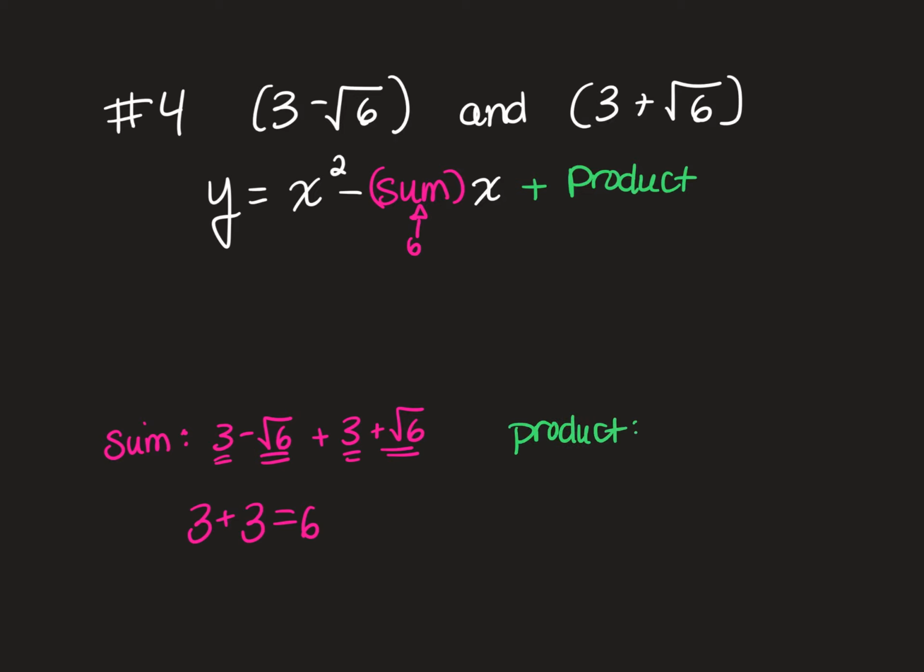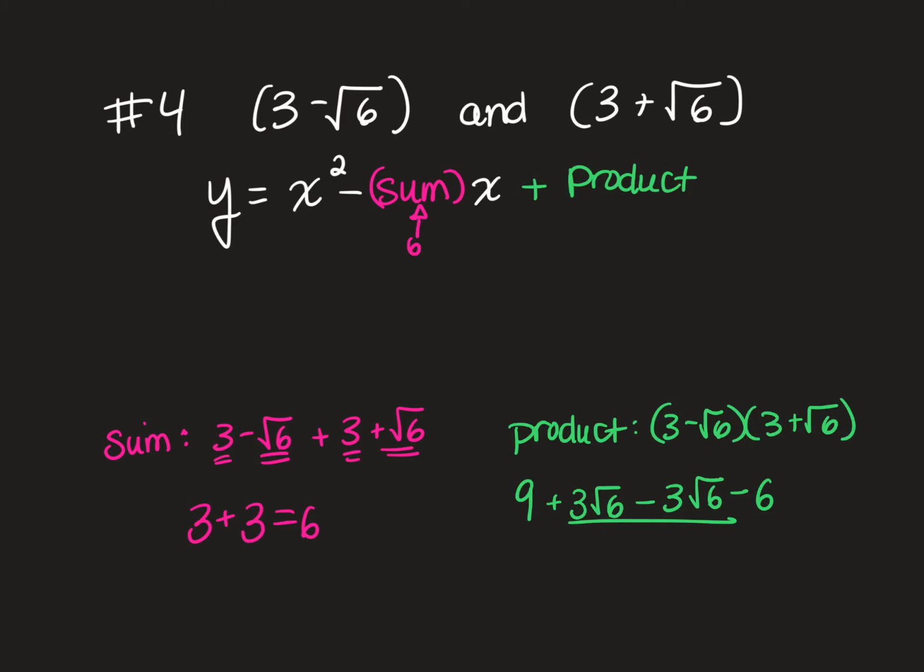not too bad. We're going to do 3 minus square root of 6 times 3 plus square root of 6. If you multiply the first terms together, you get 9. Outside terms, you get 3 radical 6. Inside terms, you get negative 3 radical 6. And then last terms, you're just going to get square root of 6 times square root of 6 is just 6, so negative 6. Middle terms are going to be 0.